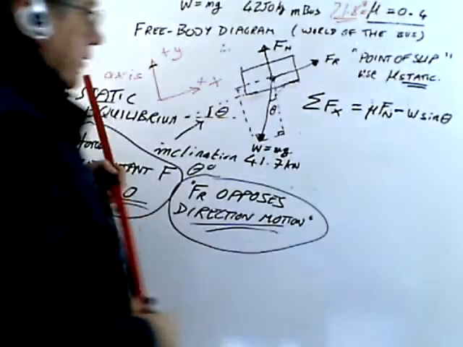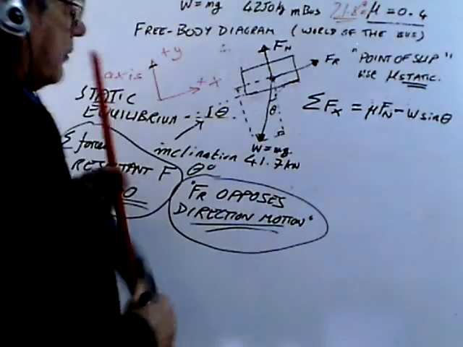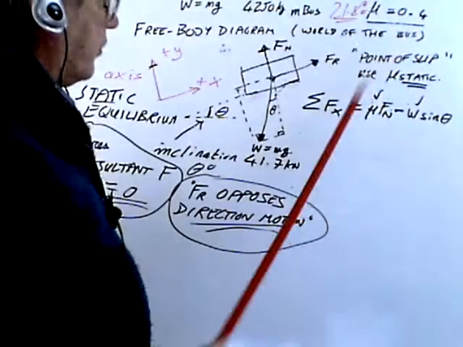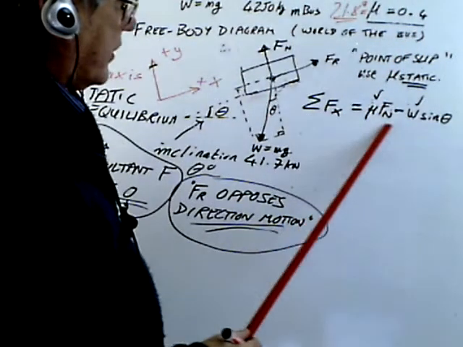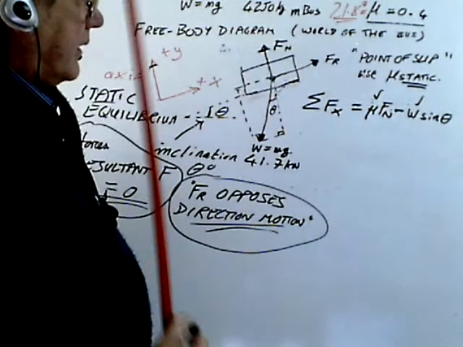And the only thing I have at the moment is that and that. Mu is 0.4. So I've actually got two unknowns here, F of n and sine theta. I've only got one equation.